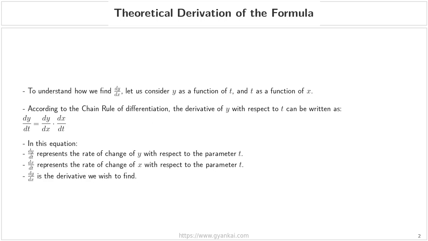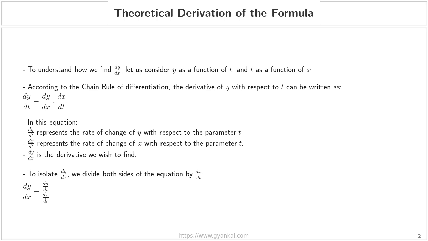To be clear about the components of this equation, dy by dt represents the rate of change of y with respect to the parameter t, while dx by dt represents the rate of change of x with respect to the parameter t. The term we are actually searching for is dy by dx, which is the derivative of y with respect to x. To isolate our target, dy by dx, we simply divide both sides of the equation by dx by dt. This gives us our primary formula. dy by dx equals dy by dt divided by dx by dt.